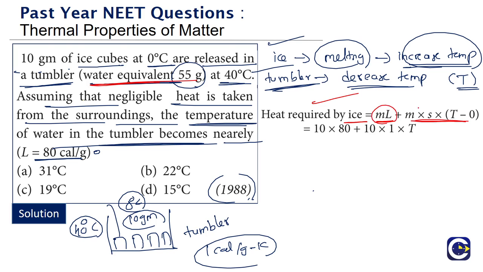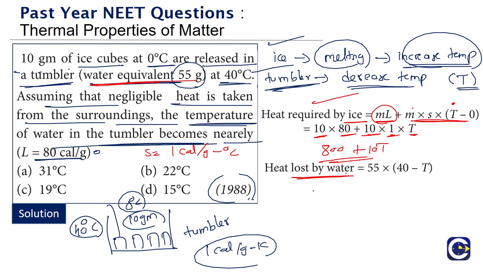And then for raising the temperature from 0 to T: m into s, final temperature is T, initial temperature is 0. So mass is what? 10, L is what? 80, and mass is 10, specific heat capacity is what? 1 calorie. So for the water, what is the S value? 1 calorie per gram per degree Celsius, into T. So this we can write as what? 800 plus 10T.